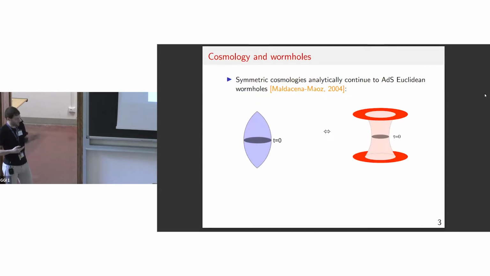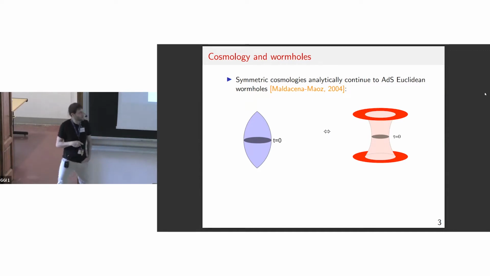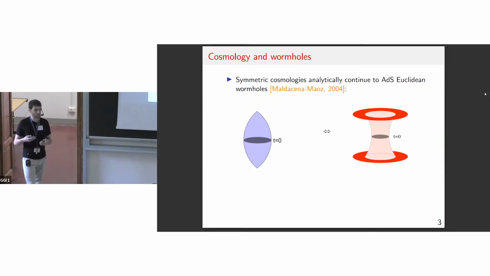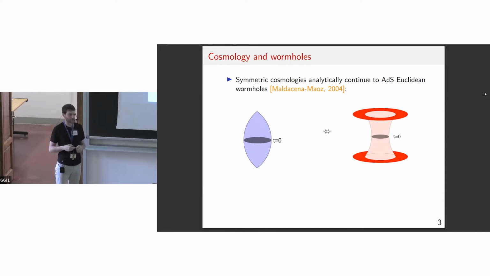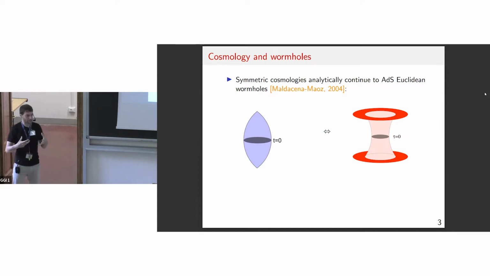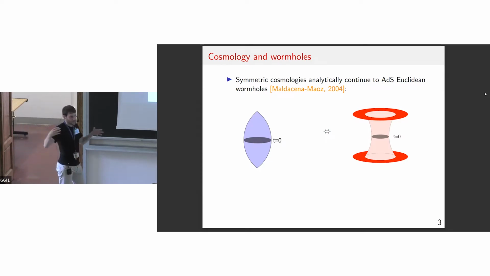Now, before going into the details of the models, let me mention that the first time it was noted, as far as I know, that symmetric FRW cosmologies have a complex spacetime associated to them with asymptotic boundaries which are AdS, was Maldacena and Maoz's paper in 2004, where they noticed that if you take a symmetric Big Bang to Big Crunch cosmology, and you analytically continue the scale factor, what you get is a Euclidean wormhole, which is asymptotically AdS with two asymptotic AdS regions.